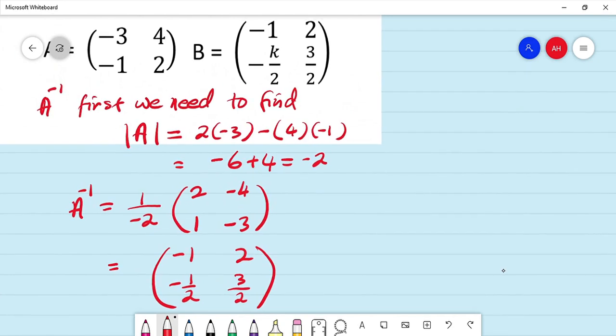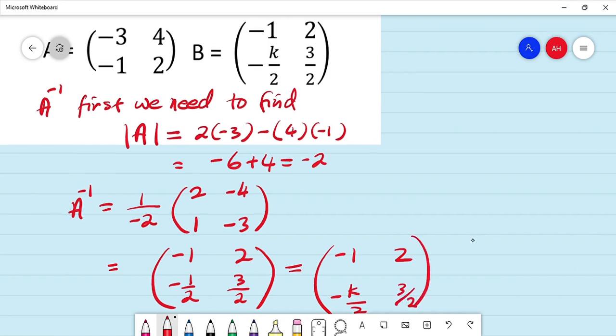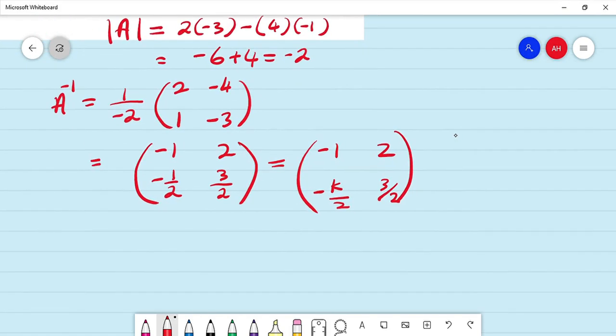And we are given that the inverse of matrix A is equal to matrix B. Therefore, this is the same as matrix B. That is, in matrix B we have at that position negative 1, we have 2 there, we have negative K over 2, and we have 3 over 2. Now, we want to compare between this matrix and this matrix, between left and right hand side.